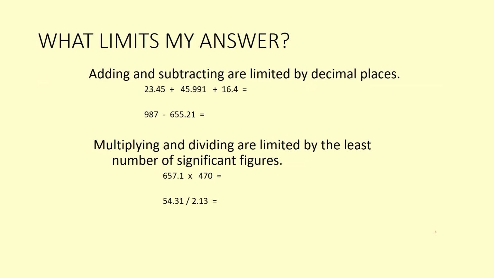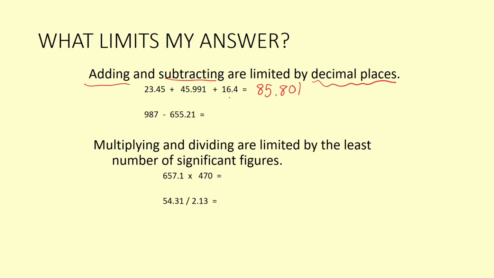There's 2 different cases. When you're adding and subtracting, there's a rule, and that rule is decimal place limit. Okay? So let's look at it. 23.45 plus 45.991 plus 16.4. So I'm adding those all up and not rounding or anything along the way, and I get 85.801.